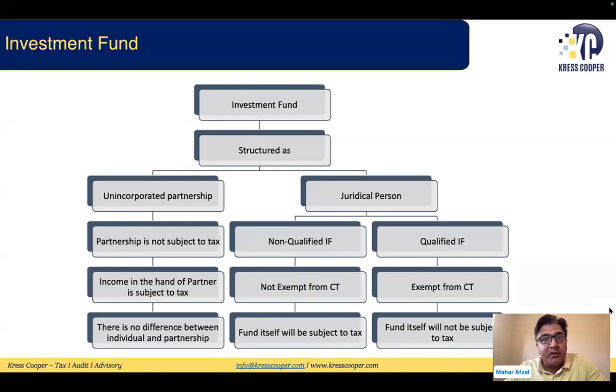Income pertaining to the PE will be subject to tax. Next, income sourced in the UAE will be subject to tax. Income generating UAE sourced income will be subject to tax at 0% withholding tax. But the fund will be subject to tax. The investor itself will not be subject to tax.